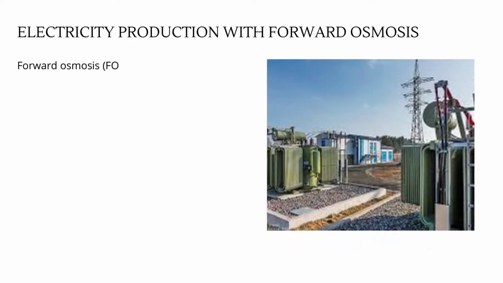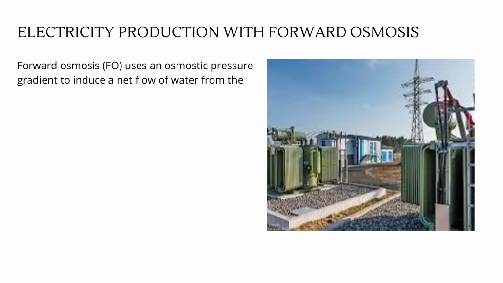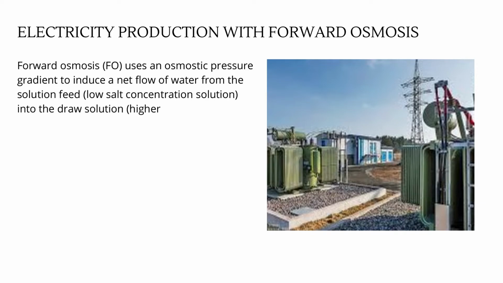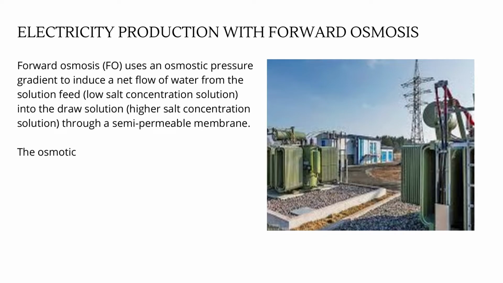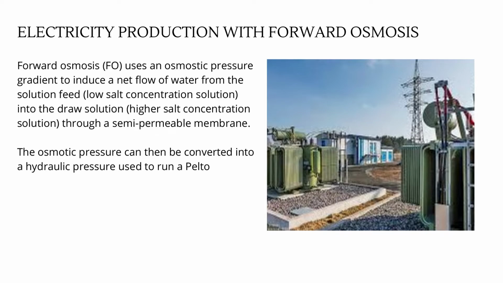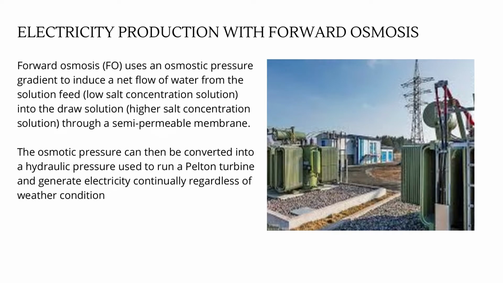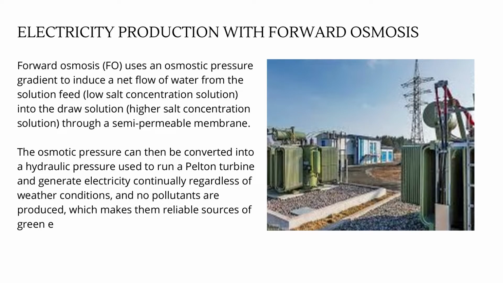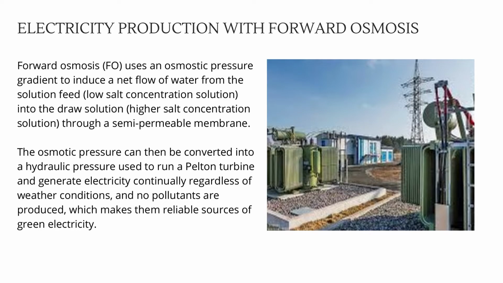Forward osmosis uses an osmotic pressure gradient to induce a net flow of water from the feed solution, the low salt concentration solution, into the draw solution, the higher salt concentration solution, through a semi-permeable membrane. The osmotic pressure can then be converted into a hydraulic pressure used to run a Pelton turbine and generate electricity continually regardless of weather conditions, and no pollutants are produced, which makes them reliable sources of green electricity.